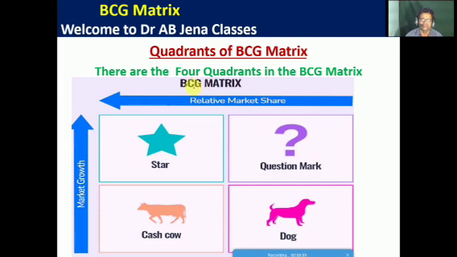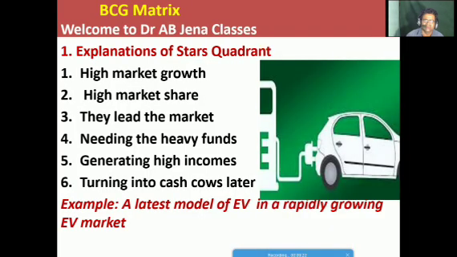So friends, there are four quadrants in the BCG matrix. First one is star, question mark, dog, cash cows. In the market growth axis, then the relative market share axis. So explanation of the star quadrant. First, there will be high market growth as well as high market share, that they lead, I mean the products will lead in the market.